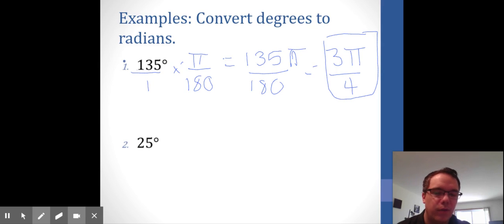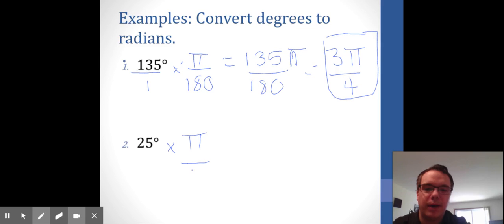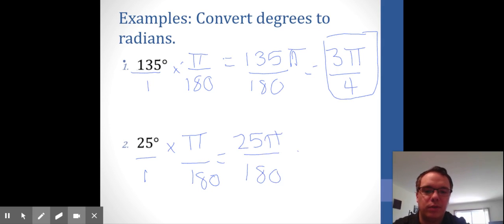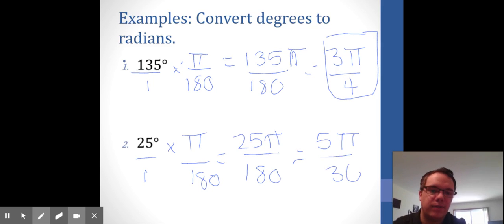There's really no label for radians like there is for degrees with the little circle. So 25 degrees, to change to radians, we're going to do the same thing. We're going to multiply by pi over 180. And so 25 over 1 times pi over 180 gets me 25 pi over 180, which reduces down to 5 pi over 36. So 25 degrees is 5 pi over 36 radians. All right.